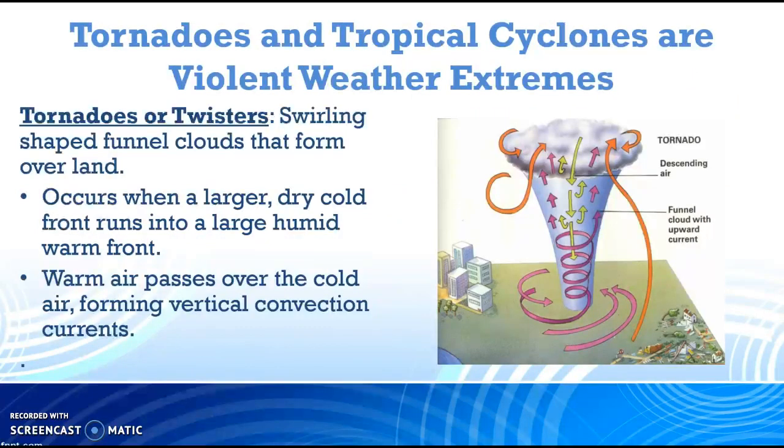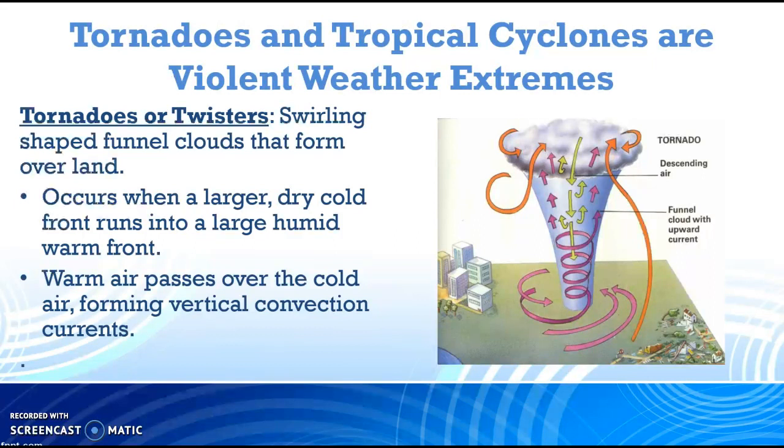There are a variety of storms that can develop due to these weather patterns. Tornadoes or twisters are swirling, funnel-shaped clouds that form over land. It occurs when a larger dry cold front runs into a very large warm front. The warm air passes over the cold air, and this ends up forming a vertical convection current.